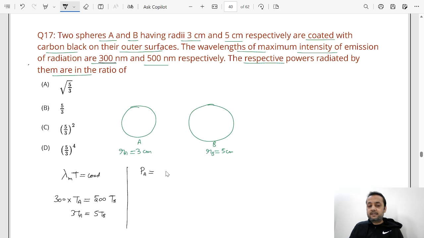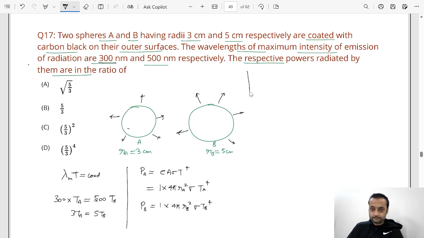we can say that power radiated will be e A sigma T to the power 4. Emissivity will be 1 since it is a black body. Surface area of the outer surface will be 4 pi into radius of A squared into Stefan's constant into temperature of A to the power 4. Similarly, if you have to write the power radiated by body B, that will be equal to e A sigma T to the power 4, the same formula. Emissivity is again 1. Area of body B is 4 pi into R B squared into sigma into temperature of B to the power 4.